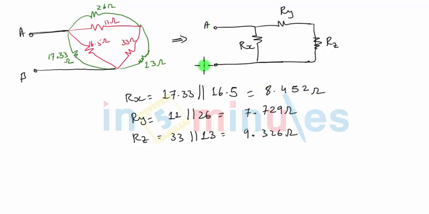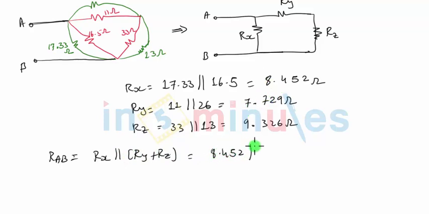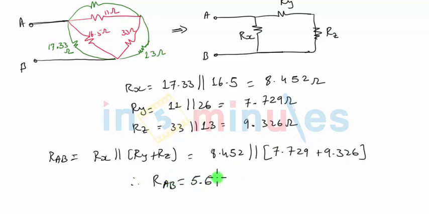Going ahead, you can see RY and RZ are in series and RX is in parallel. So finally my resistance RAB will be nothing but RX, which is in parallel with RY plus RZ. RX is equal to 8.452 ohms, and this will be in parallel with RY and RZ. So 7.729 plus 9.326. If I add these two resistors and take parallel combination with 8.452, it gives me RAB equal to 5.651 ohms.